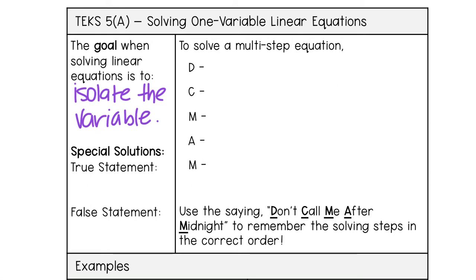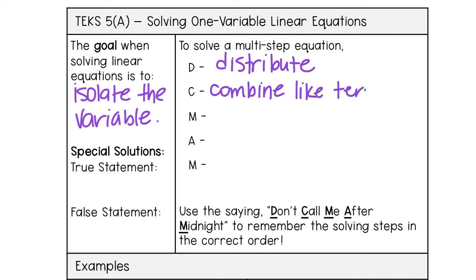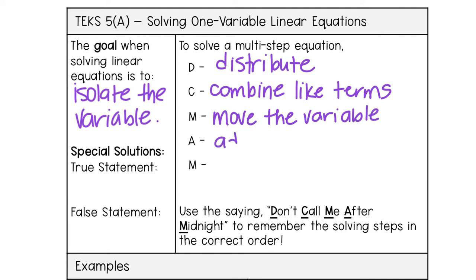The way that you do this, there's 5 steps. So D, C, M, A, M. D for distribute, so always distribute first. Then combine like terms. Move the variable to one side. Add and subtract. And then last, you want to multiply and divide.